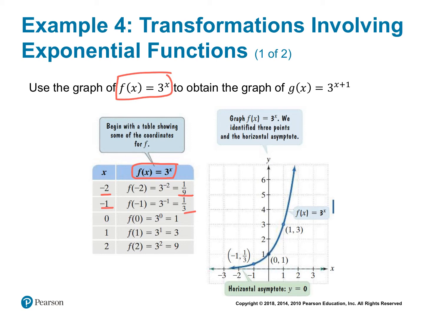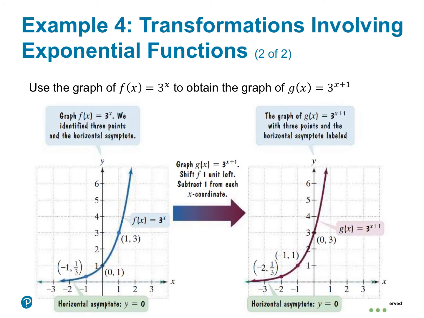So this is the graph, and we identify 3 points. And we know since there's nothing added or subtracted on this original one, that this is going to be the horizontal asymptote. It's going to be approaching that x-axis. Okay, so now that we've done the 3 to the x, now let's see what would 3 to the x plus 1 look like.